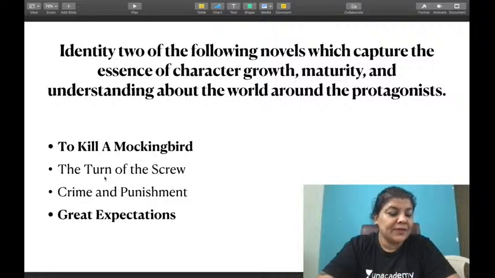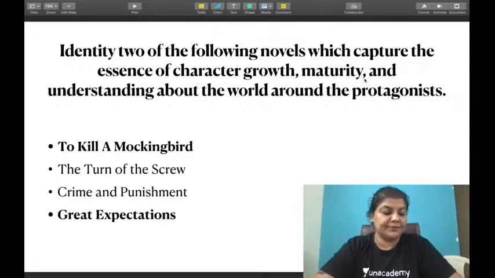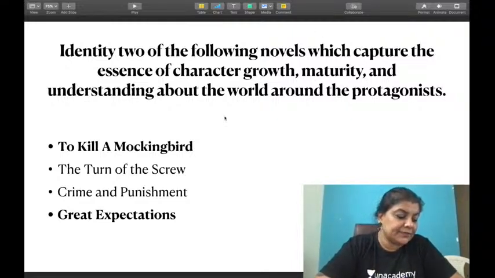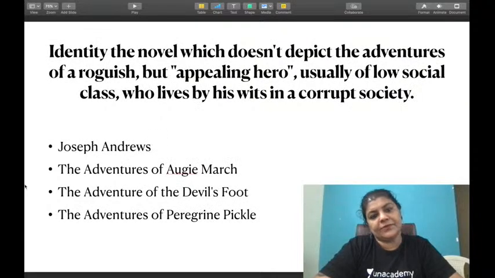To Kill a Mockingbird and Great Expectations. These are the answers, C and D are not. Character growth, maturity, understanding about the world, these are all features of Bildungsroman. Got it, guys? To Kill a Mockingbird, you can't miss it out. To Kill a Mockingbird is about growth. It is a Bildungsroman. I hope you understood.